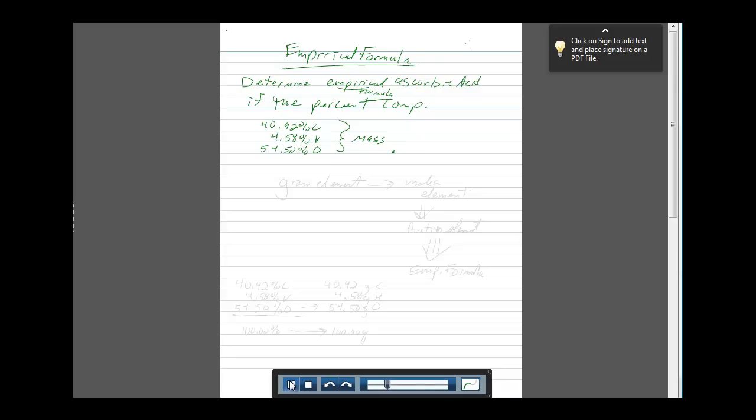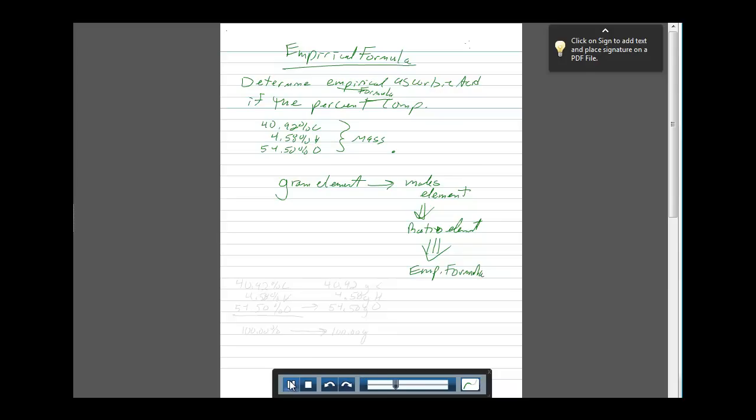And our empirical formula ultimately has to get us to have a relationship of the atoms to one another. And so when we think of the goal and the process of what we're doing, what we're going to first have to do is get our grams that we have of each element to the moles of each element. And then once we have that, we can ultimately figure out what our ratio of elements are to one another to give us our empirical formula.